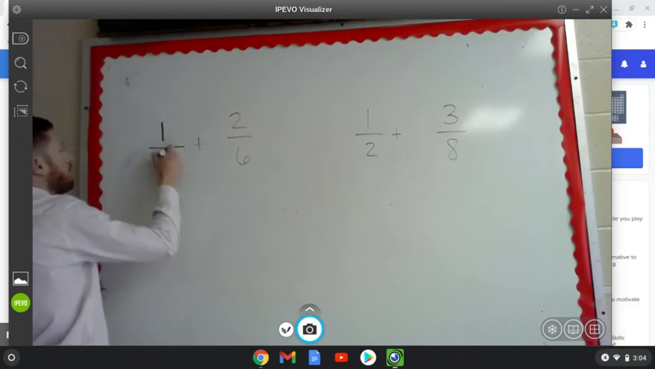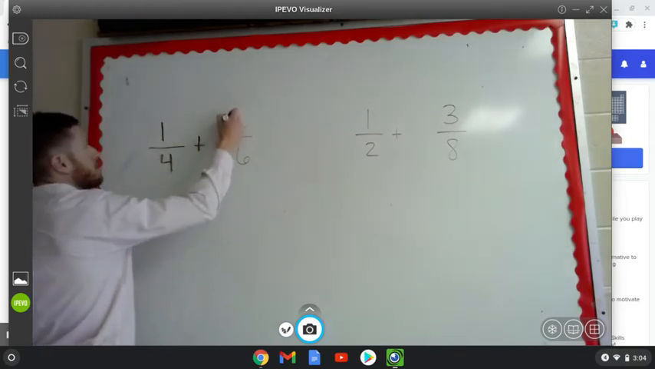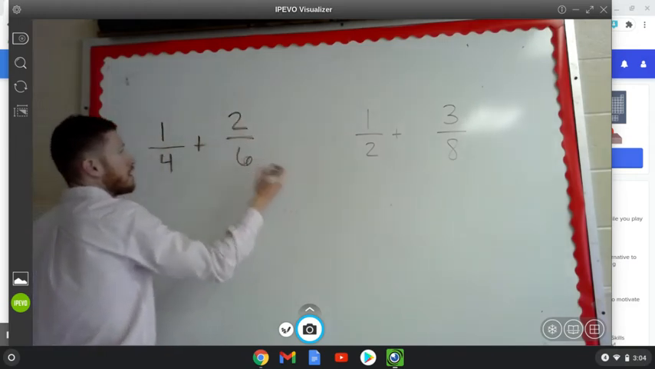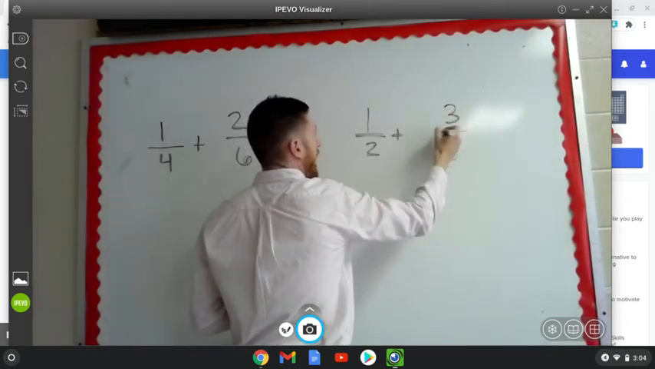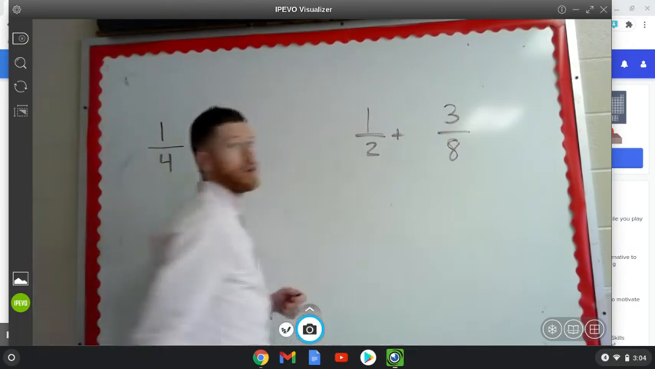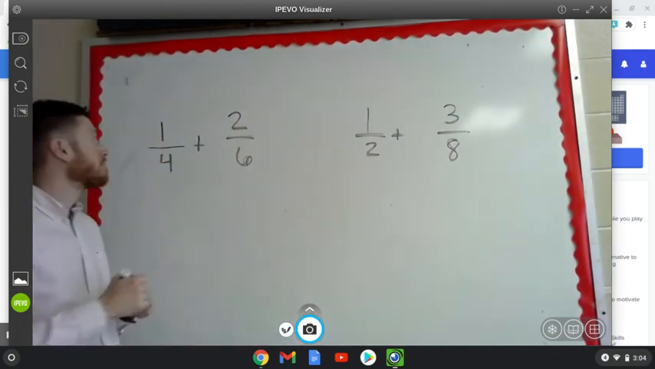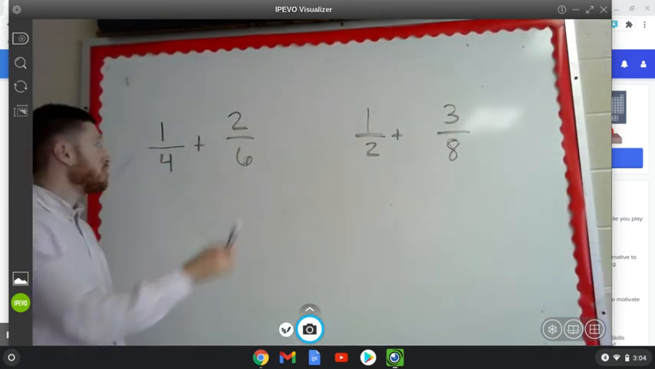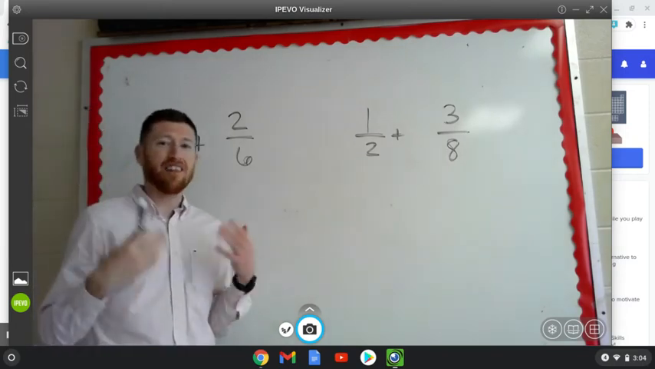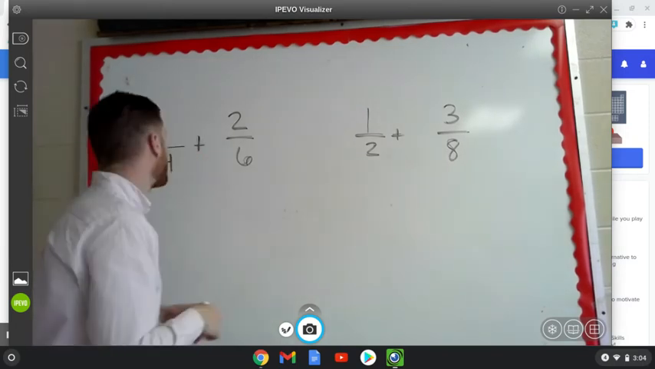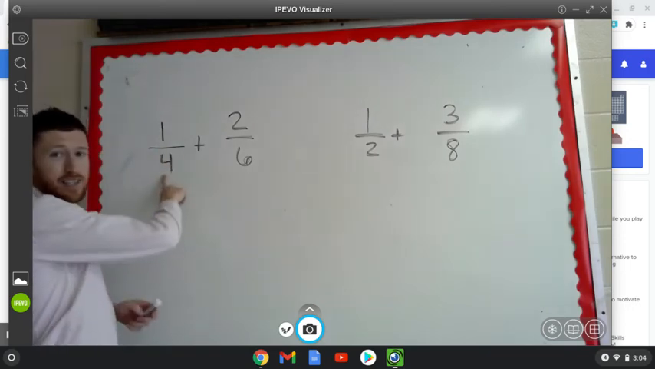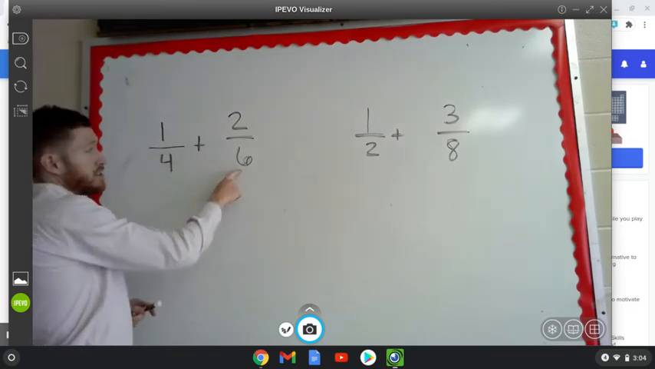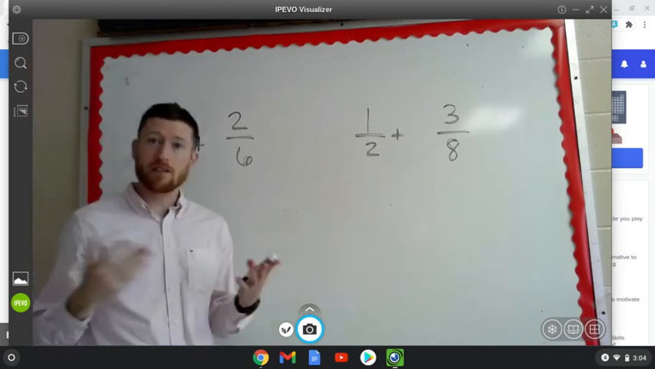So this is 1/4 plus 2/6. And then it says 1/2 plus 3/8. And what you want to do is create common denominators, because you cannot add fractions unless they have like denominators. And so what we want to do on this first problem is this one has a denominator of 4, this one has a denominator of 6. We can't add them how they are now because they're different.